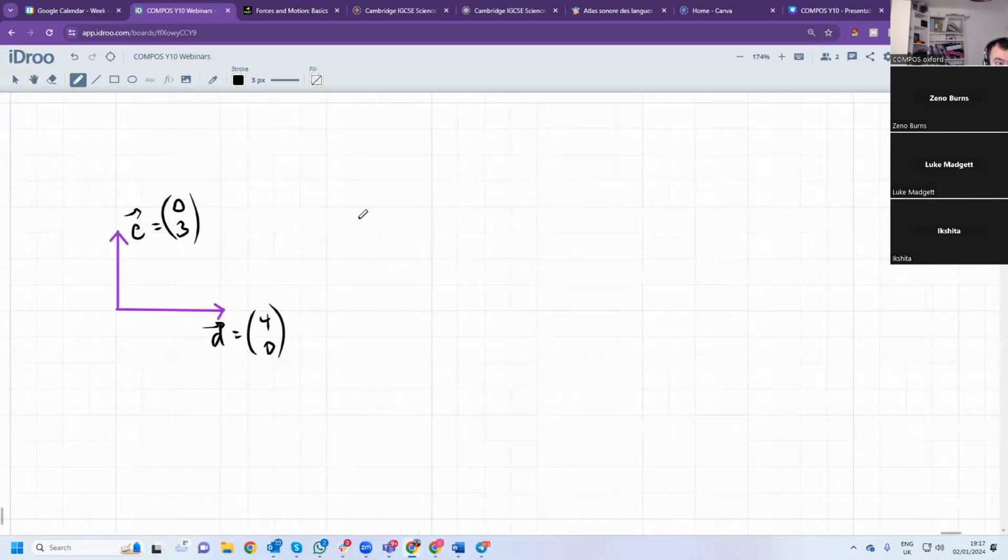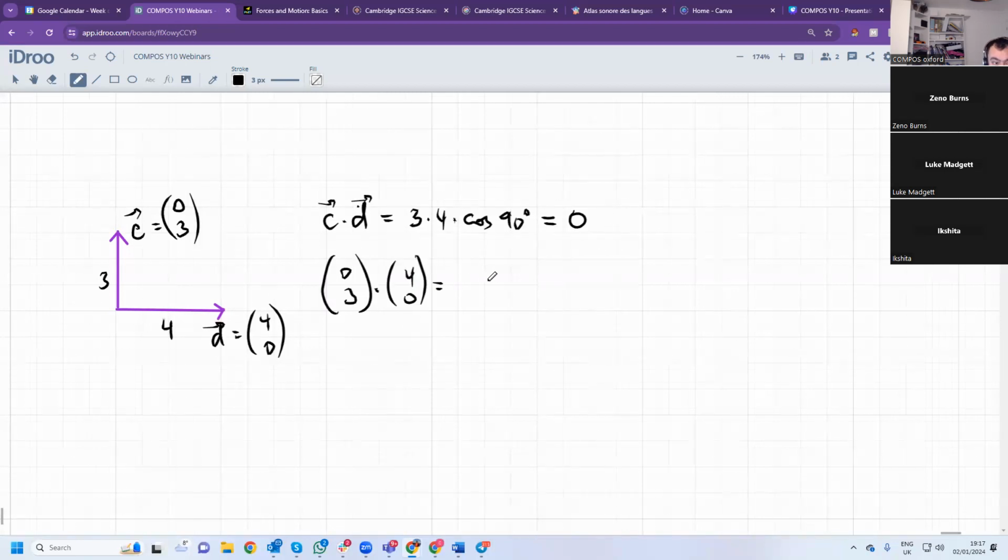So here, C is 3, of course, D is 4. So C times D is 3 times 4 times cosine of the angle between them, which is 90 degrees, and cosine 90 degrees is 0. So it should be 0. Let's see if we get the same result if we multiply them as columns. (0, 3) multiplied by (4, 0). We get 0 times 4 plus 3 times 0, which is 0, of course.